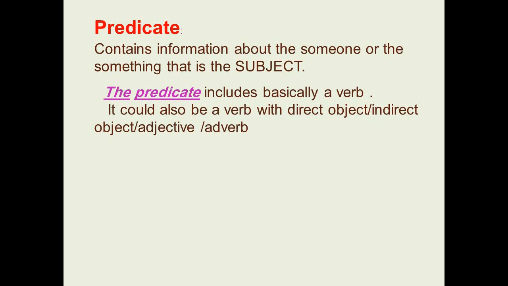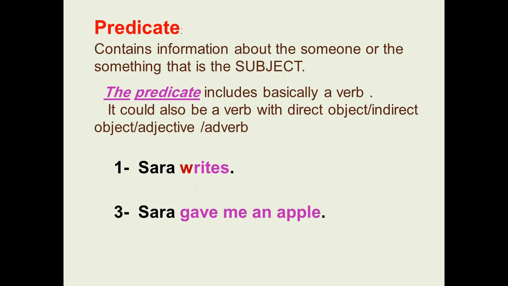Here are some examples. The first sentence, Sarah writes. Here the predicate is a verb. Number 2, Sarah eats an apple. We have the verb plus direct object. Number 3, Sarah gave me an apple. Of course, here we have the indirect object me, right?